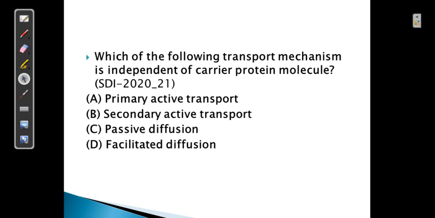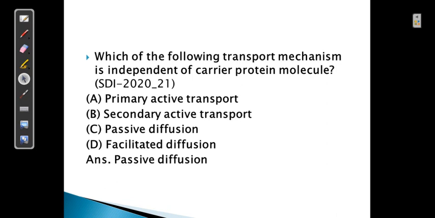So this question I have taken from the SDI exam 2021. The question is, which of the following transport mechanisms is independent of carrier protein molecule? Options are primary active transport, secondary active transport, passive diffusion and facilitated diffusion. Now if you recall, the answer of this question is passive diffusion.